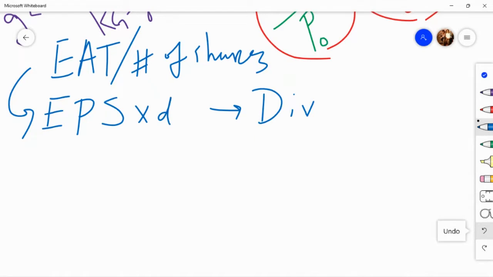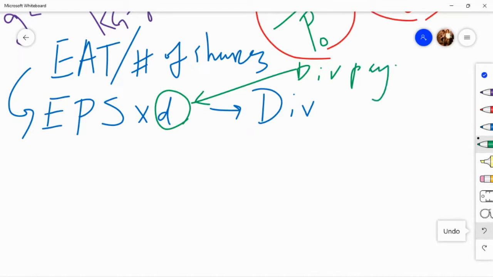Okay, we call it D, lowercase. Lowercase by convention is always some rate. So that's the dividend payout ratio. I don't have to write it. Dividend payout ratio, dividend payout ratio.